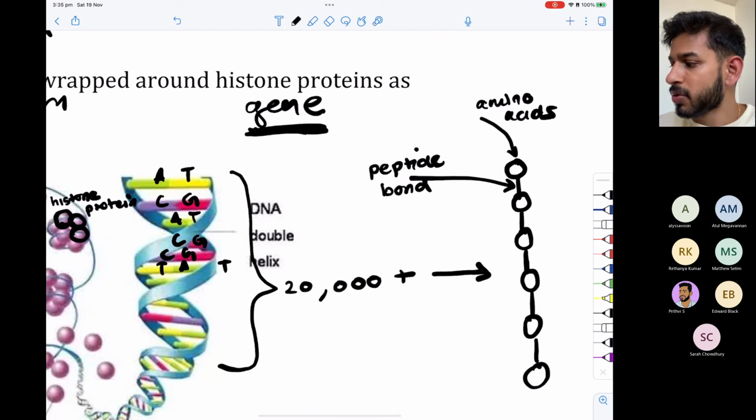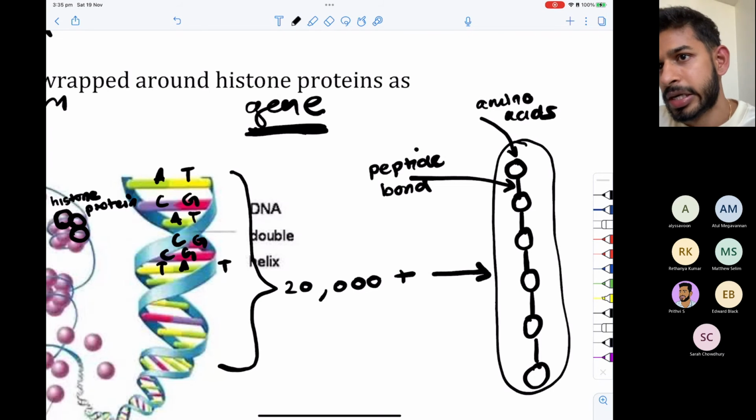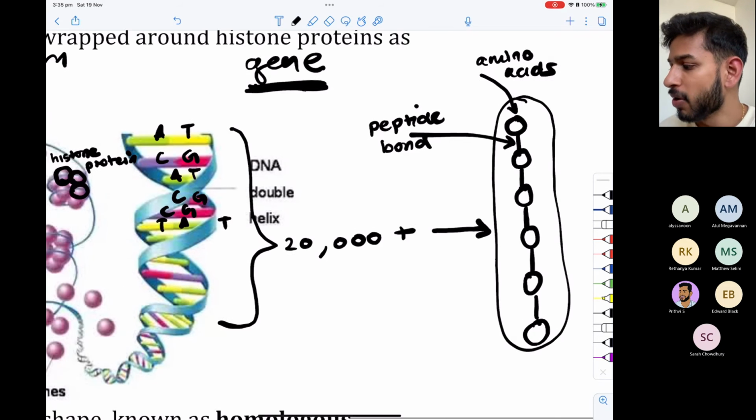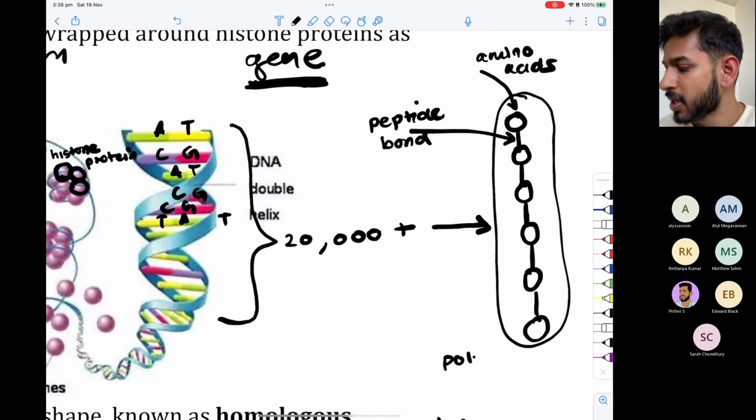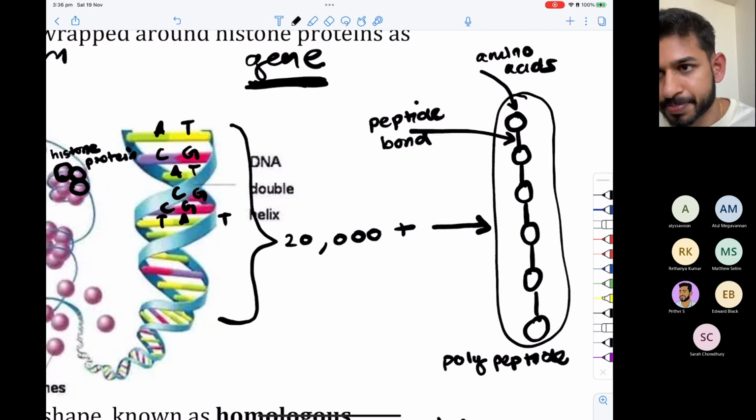Okay. What do we call this entire structure here? Can anyone tell me? What do you call a chain of amino acids? It has a very specific name. Polypeptide. Poly meaning more than one, peptide meaning the bonds between amino acids. So if you're a polypeptide, you're a chain of amino acids.